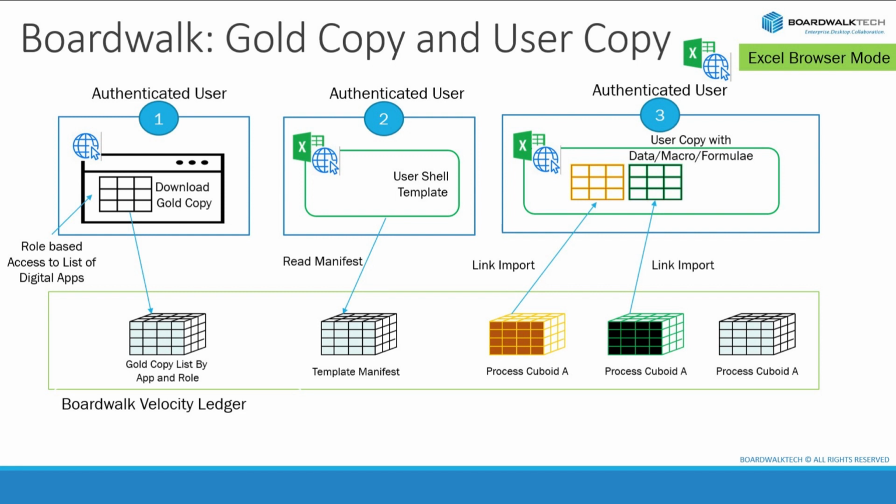We will now explore how the user interacts with a Boardwalk application. Within the Boardwalk Velocity Ledger, a comprehensive repository of deployed applications exists in the form of a gold copy. These applications are systematically organized based on their respective categories and the roles authorized to access them. Users are provided with a URL, login ID, and password to a portal, enabling them to download the application aligned with their designated role permissions.